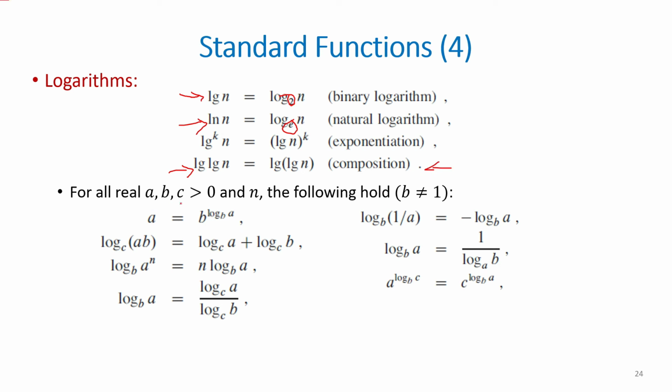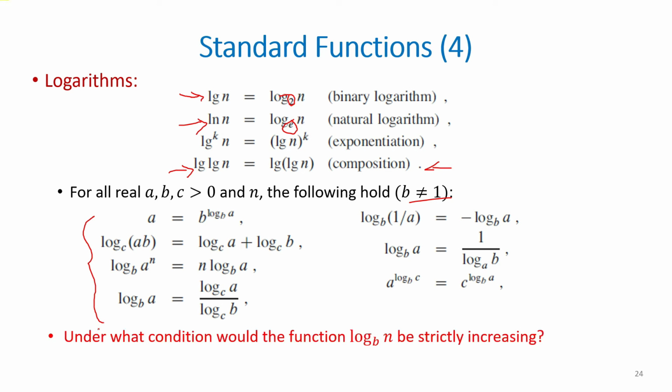Now, if a, b, and c are real numbers greater than 0 and b is not equal to 1, we know that these properties hold, and you have seen this earlier in high school. Question: under what condition would the function log base b of n be strictly increasing? I will give you the answer, but I want you to think about it later. When b is greater than 1 and n is positive.